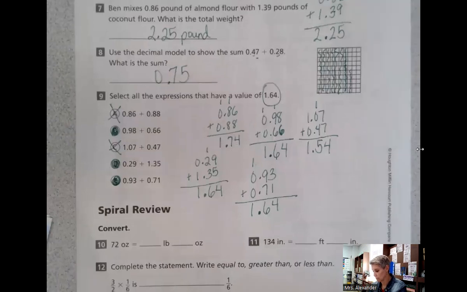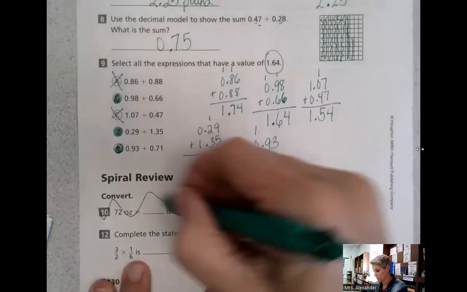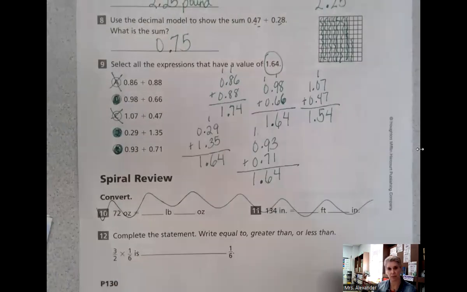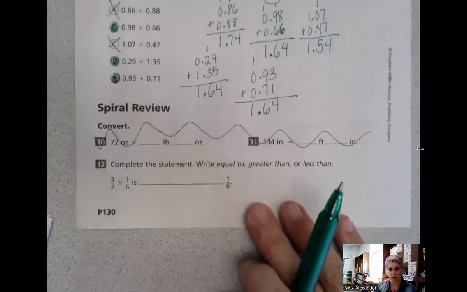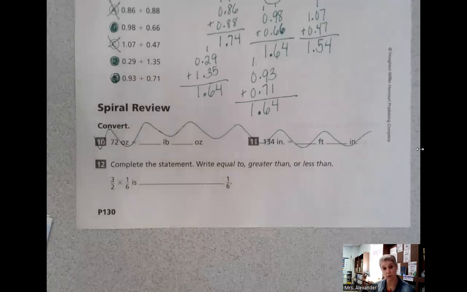Down at the bottom, 10 and 11, we skipped the module on conversion for now. So we're going to skip those spiral review. If you knew those, great. If not, it's okay for now.